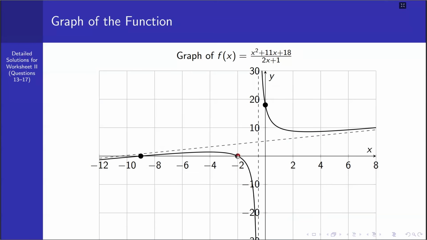And the x-intercepts: we said there are two x-intercepts. What are they? The x-intercepts could be the zeros of the given polynomial function. That means x equal to minus 9 and minus 2. So the graph will look like this.